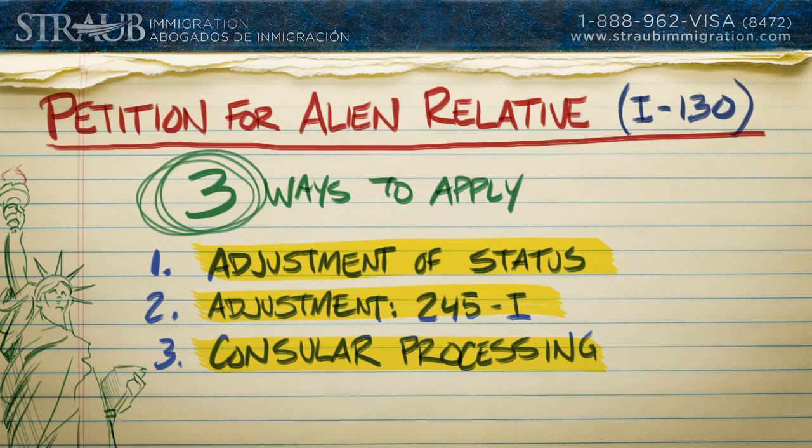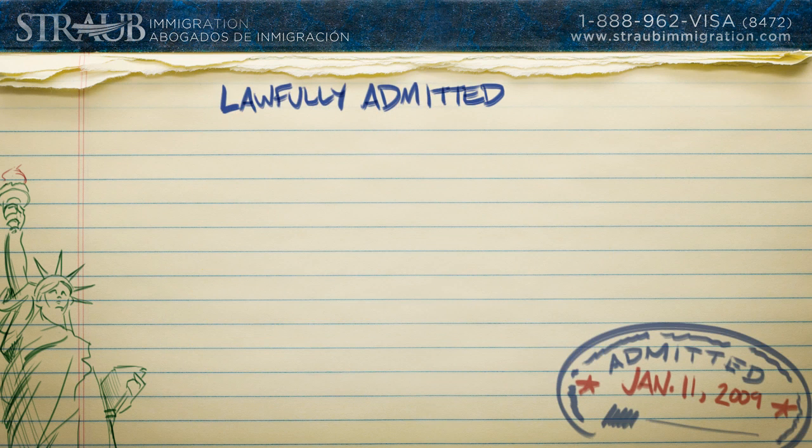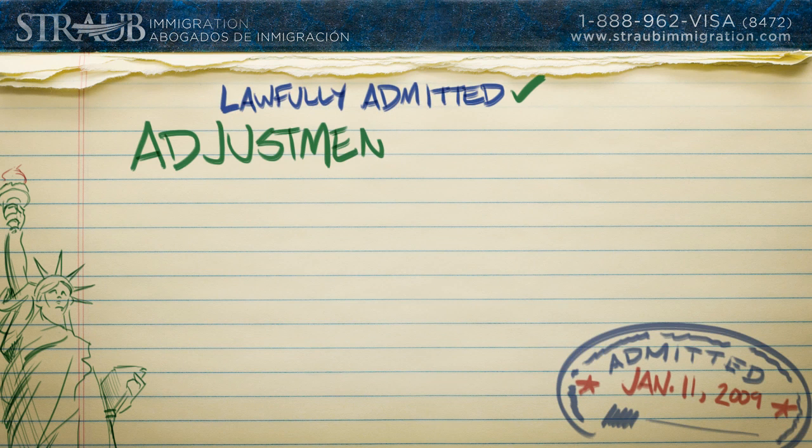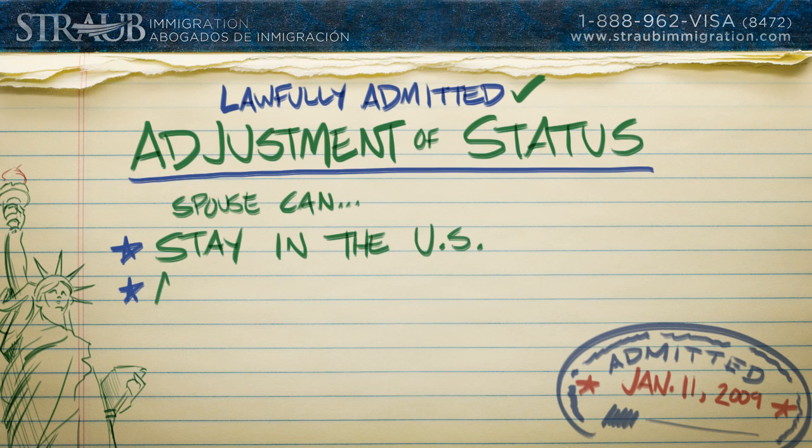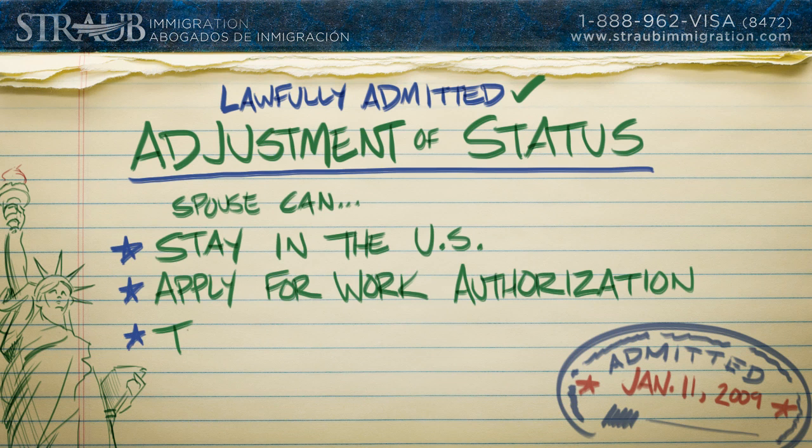So if your spouse has been lawfully admitted to the United States, then you're eligible to file for adjustment of status. And the main benefits of adjustment of status are that your spouse gets to stay in the United States while the process is going forward. They can get a work authorization, and they can travel abroad.